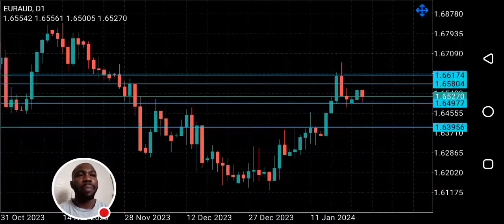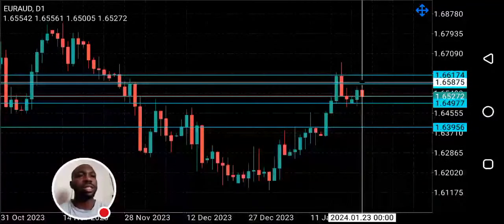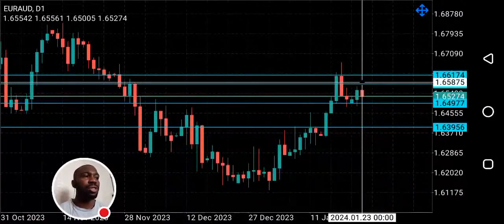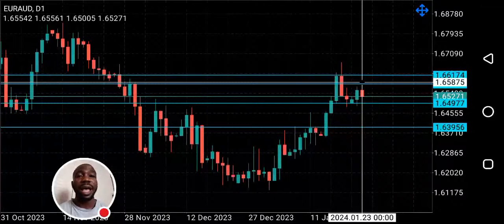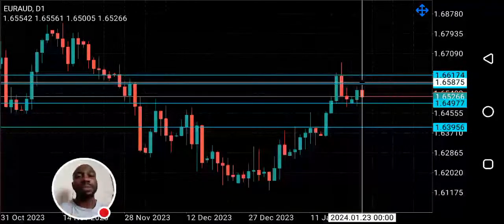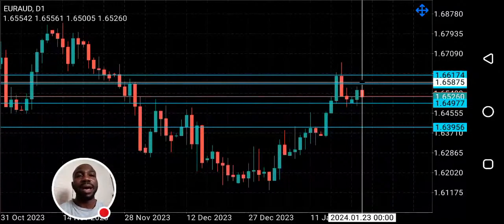You would only consider buying if this resistance is broken. If a 4-hour candle closes above that resistance, it indicates that demand has exceeded supply. It indicates that we have more buyers than sellers. That is when you will consider buying Euro Aussie. But at the moment, we have more sellers than buyers. And when supply exceeds demand, price is expected to drop. That is what is playing out in the market right now on Euro Aussie.